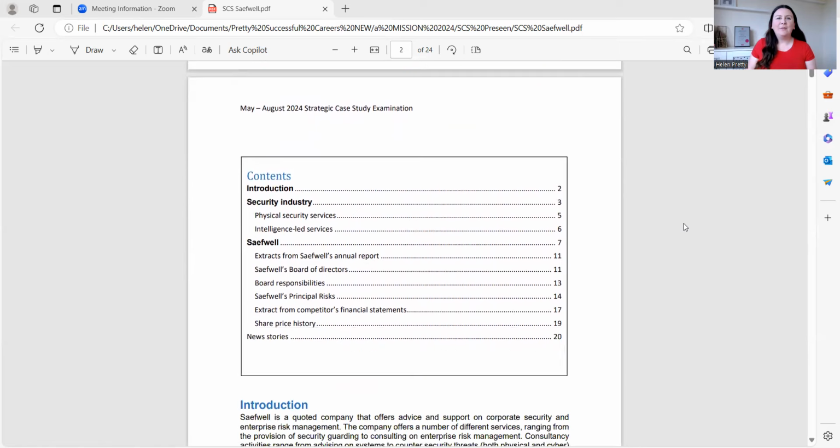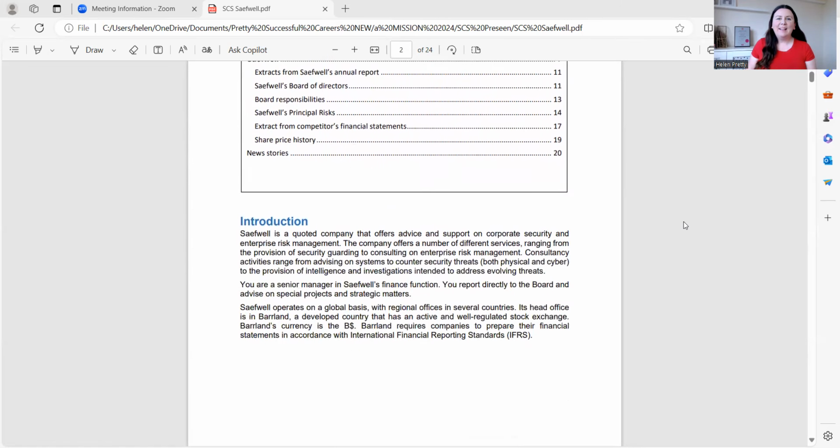On page 2, you have the contents page and the introduction. Saefwell is a quoted company that offers advice and support on corporate security and enterprise risk management. The company offers a number of different services, ranging from the provision of security guarding to consulting on enterprise risk management. Consultancy activities range from advising on systems to counter security threats, both physical and cyber, to the provision of intelligence and investigations intended to address evolving threats.